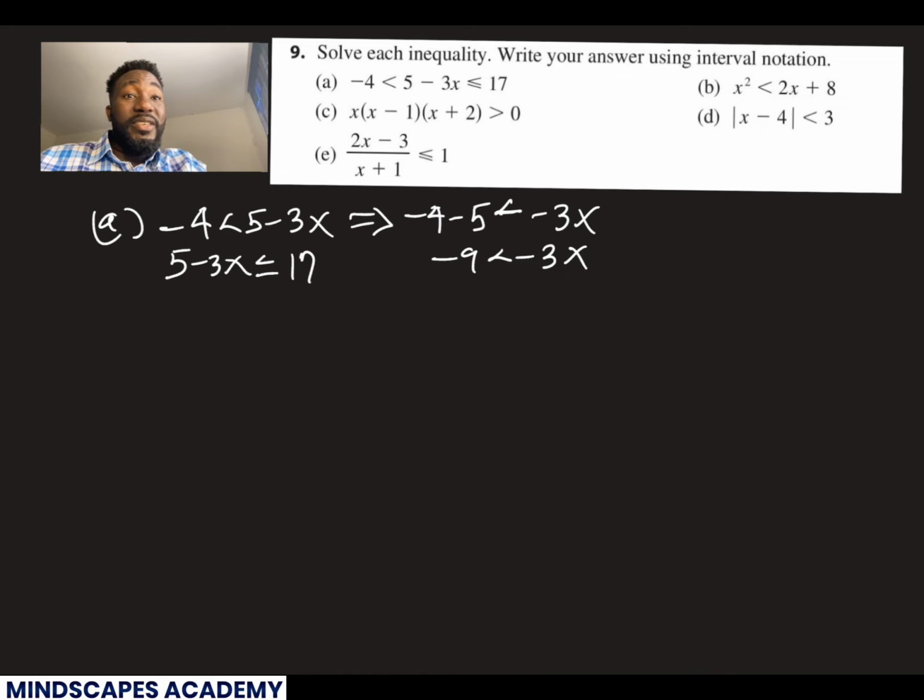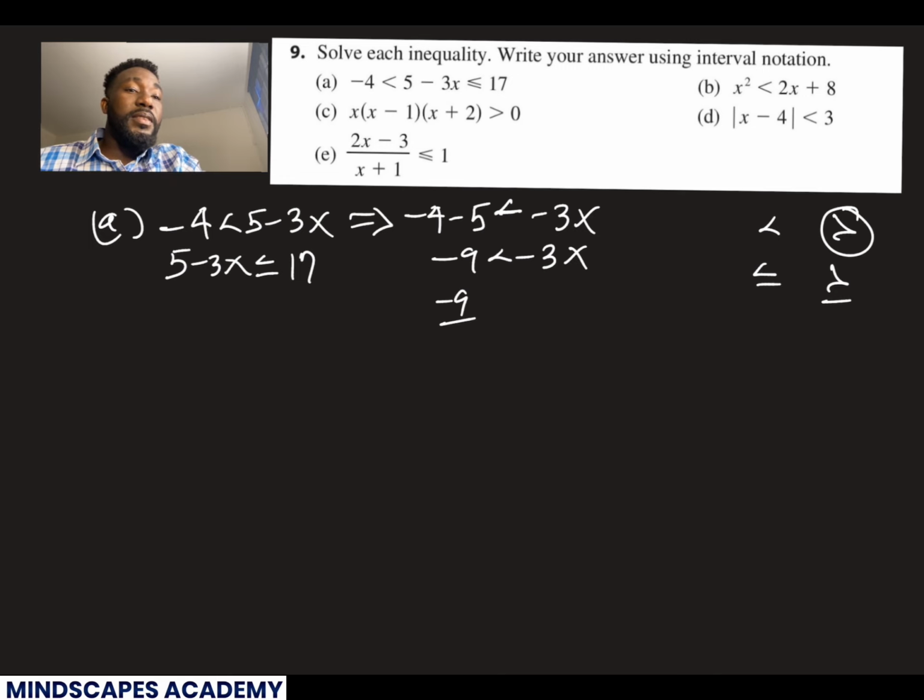But there is a rule in inequality. Whenever you multiply or divide by a negative value, you change the inequality sign. That is, if it is less than, you change it to greater than. If it is greater than, you change it to less than. If it is less or equal, you change it to greater or equal. If it is greater or equal, you change it like that.